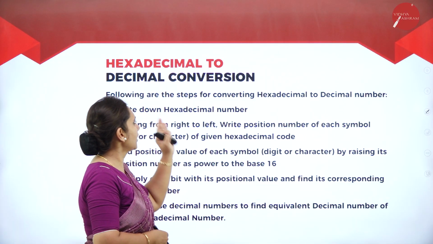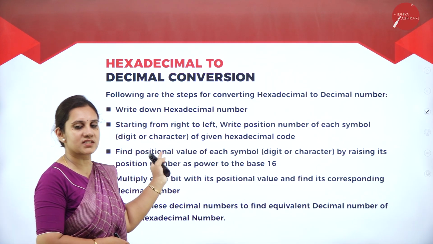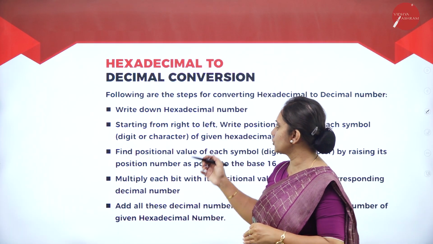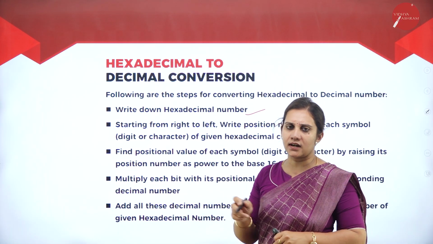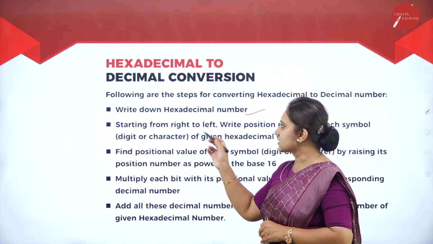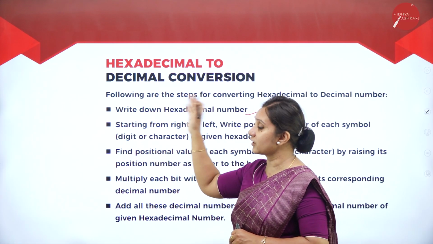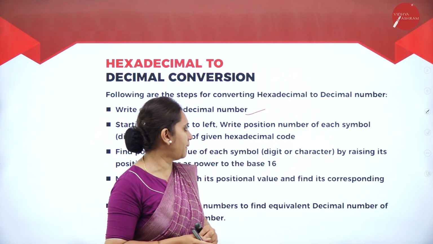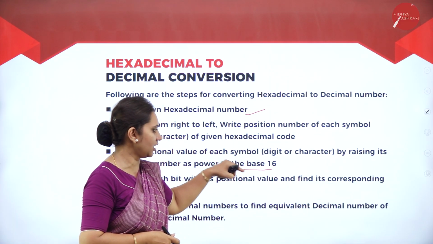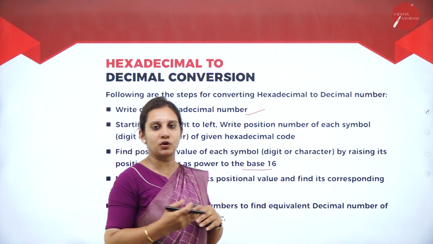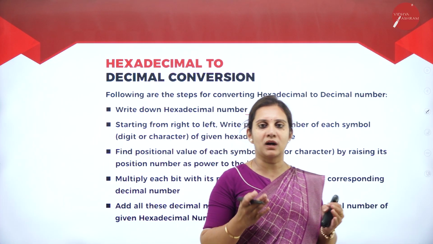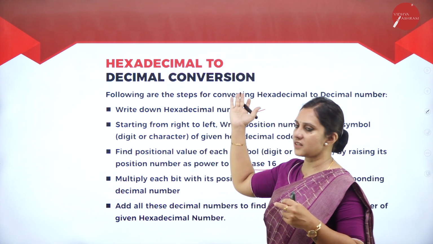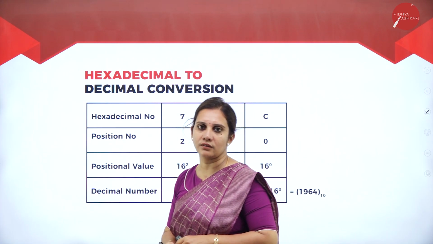Next, let us understand how to convert from hexadecimal to decimal conversion. It is the same procedure again. You need to write down the hexadecimal digits starting from right to left, not from left to right. Right to left, you need to keep on adding powers, that is to the base 16, and find their corresponding values. After that, multiply it, add everything. At last, we will get the hexadecimal to decimal conversion.